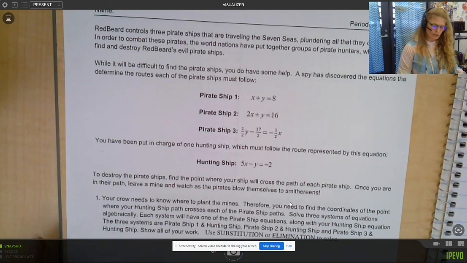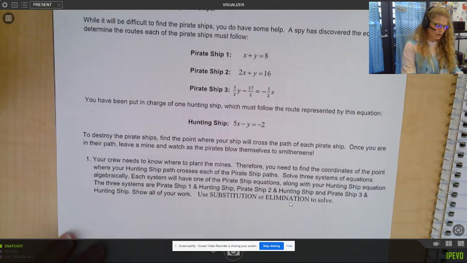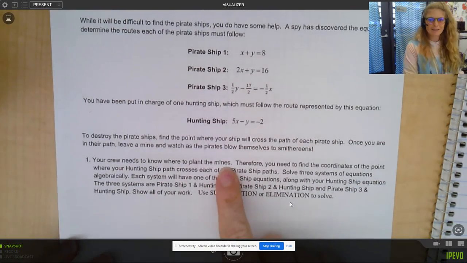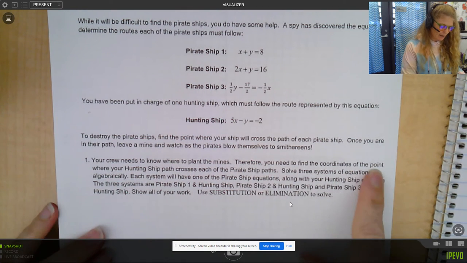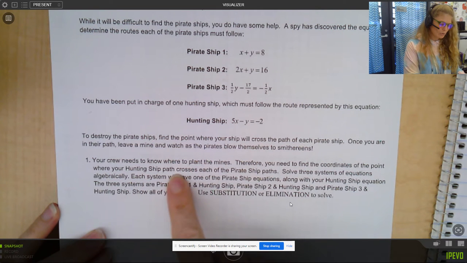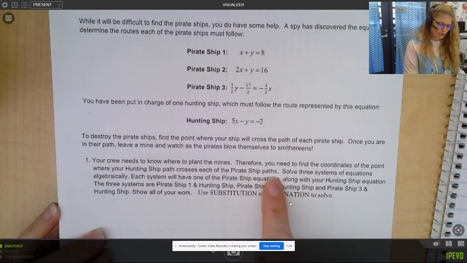So what we're going to do is you need to know where you and your crew need to plant the mines. And thinking about this, it's where the ships intersect. The point of intersection, the solution to a system. So therefore, you need to find the coordinates of the point where your hunting ship will cross paths of each of the pirate ship paths, your point of intersection.